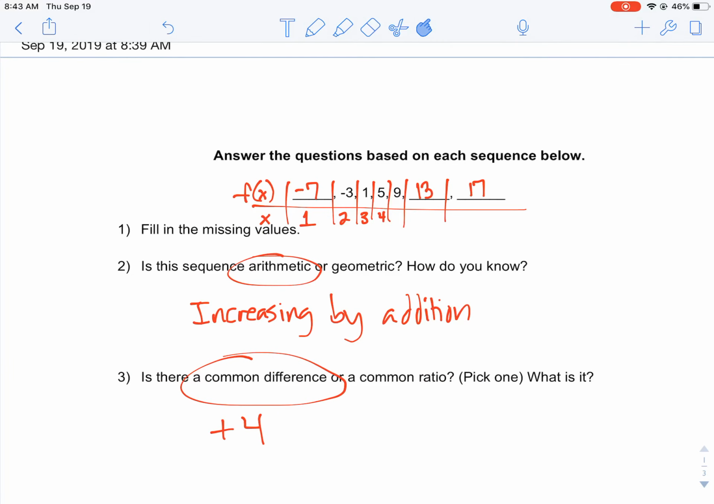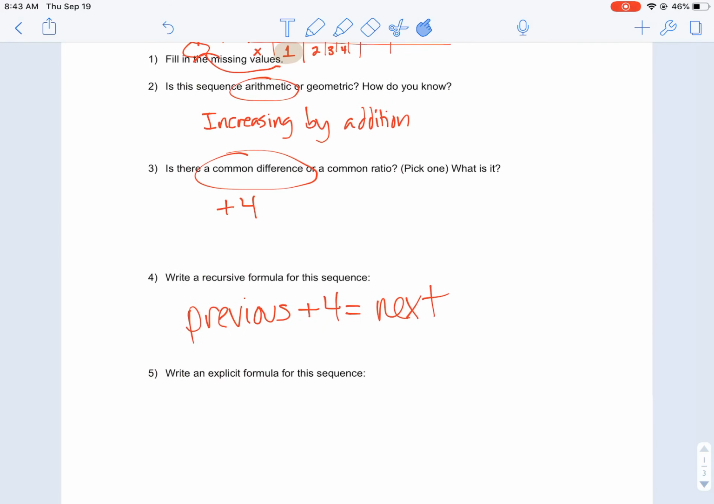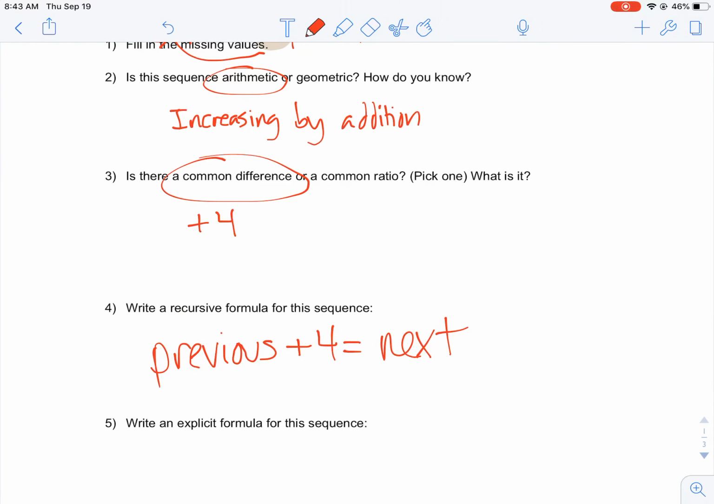Now, for an explicit formula, I want to work back to my initial value where my input would be 0. You might be tempted to use -7, but your input here is 1. That's step 1. I want to work back to step 0. So in order to do that, let's see. What we did before to go forward, we add 4. To go backwards, we subtract 4. I'm going to subtract 4 from -7, and that takes me to -11, which will give me my initial value. That's what you always start with in an explicit formula.